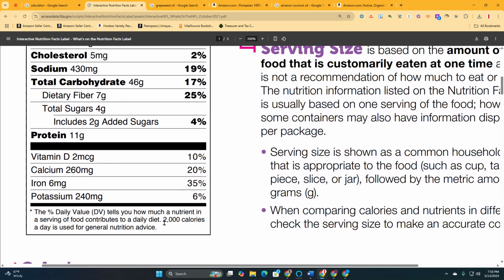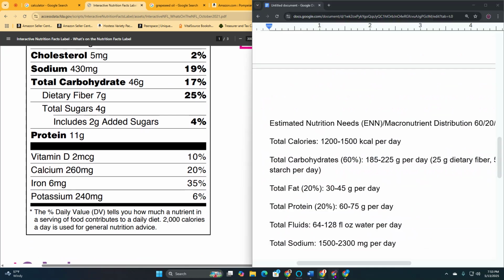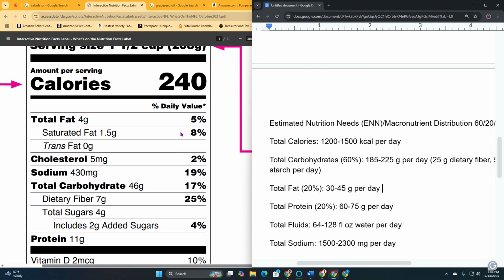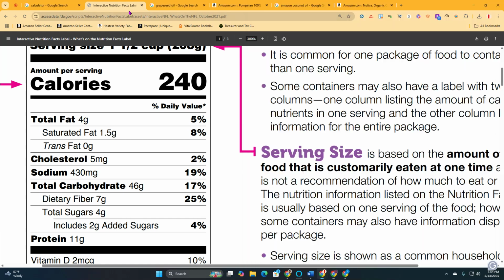But what they did was they took the 2,000 calories, kind of like what I did with the estimated nutrition needs here. They took this 2,000 calories and said, okay, of this 2,000 calories, this particular serving of total fat, 4 grams, makes 5% of whatever we recommended for fat content based on a 2,000 calorie diet. Of course, what I just said, math ain't mathin', but you get the point.